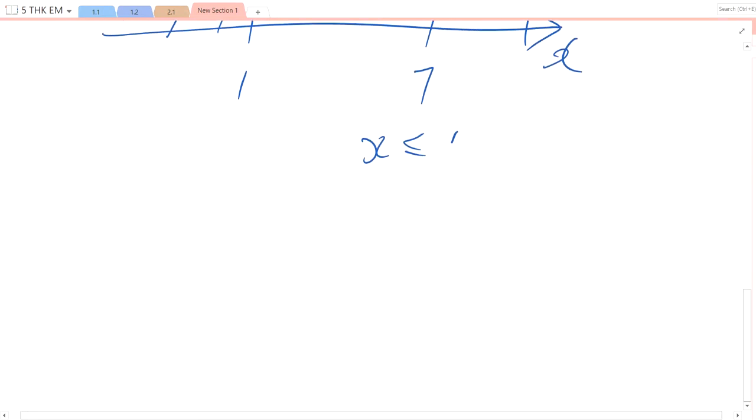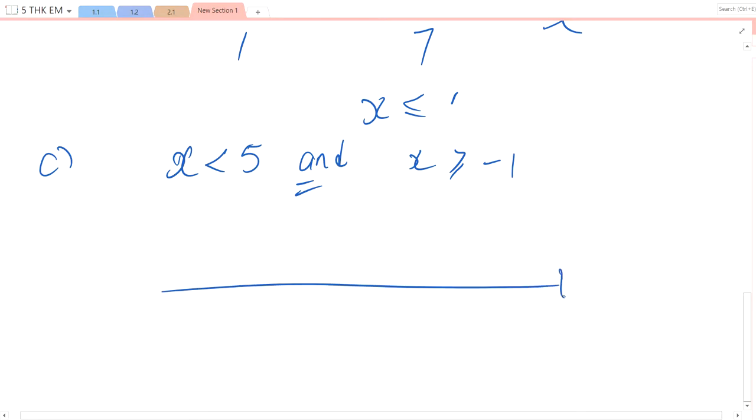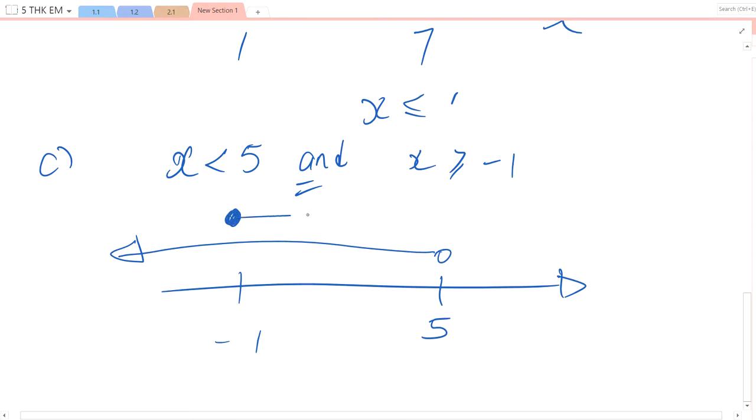Okay, let's do part C. X less than 5 and X greater than or equal to negative 1. Similarly, number line, we've got negative 1 on the left, smaller number on the left, okay, we all know that, 5 on the right. Okay, let's start with the inequality X less than 5. Solid or hollow circle? Hollow, arrow to the left or to the right? Left, all the way, draw it all the way. Next one, solid or hollow? Solid circle, left or right? Right. Okay, now, you see 3 regions again.